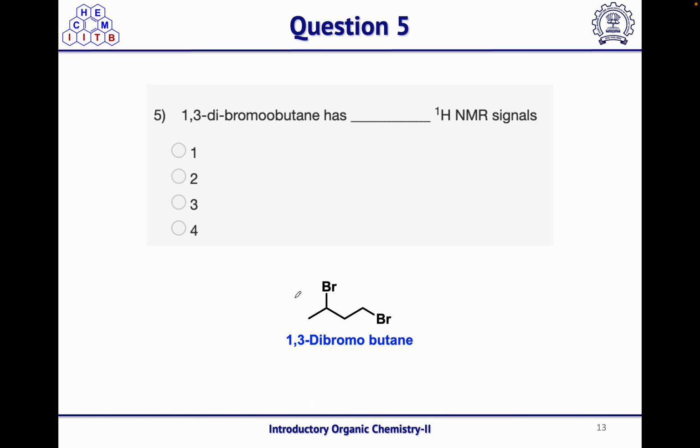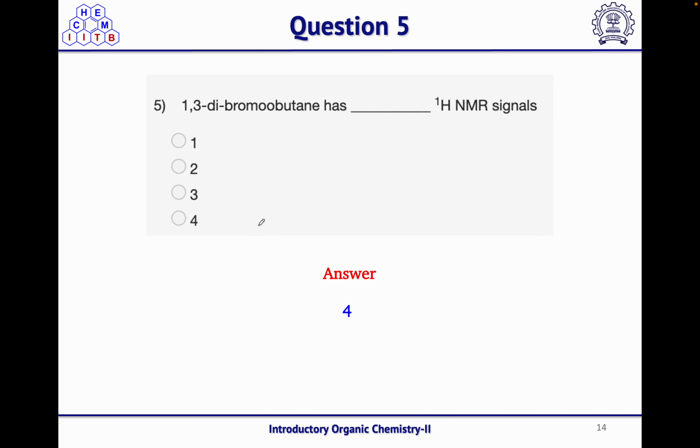Here this is an unsymmetrical system, and all the 4 different carbon atoms are different. So it will appear as 4 different peaks in the NMR spectra. So the correct option is 4. Correct answer is 4. Is this clear for everyone? Hope this is clear. It was a simple question.